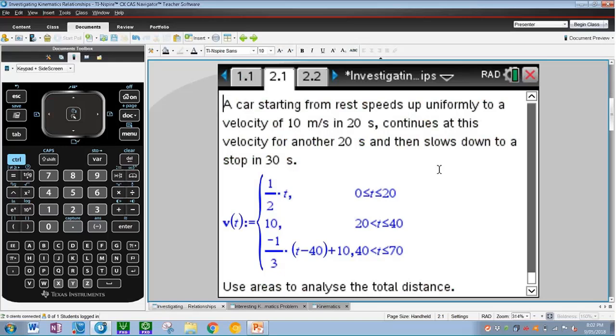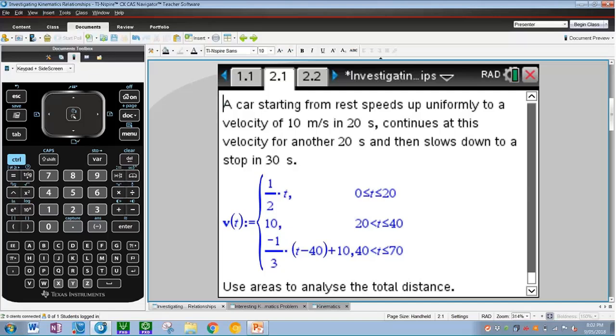So I've got a scenario here where I've got a hybrid function. We've got a car that starts at rest, speeds up to a velocity of 10 meters per second, takes 20 seconds to do that. It then continues at this velocity for another 20 seconds, and then takes 30 seconds to slow down after that. With a bit of mathematical algebra, you could get the hybrid function for that. I'm not going to dive into detail about that, but this is the hybrid function.